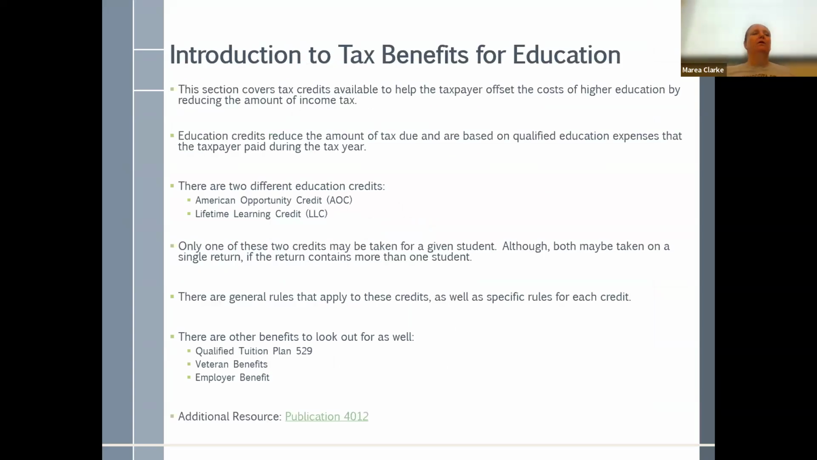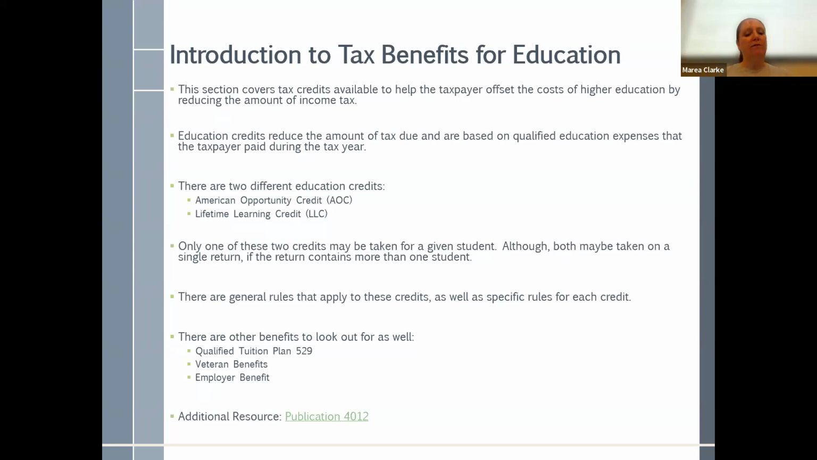So basically, the government says, yes, we love educated people, go to college, we will give you money off on your taxes. There are 2 main credits that people can get for education: the American Opportunity Credit and the Lifetime Learning Credit. You can only take one of those for each student. However, if there are multiple students listed on the return, they can have different credits that they take. So one student can take the American Opportunity, another student can take the Lifetime Learning.